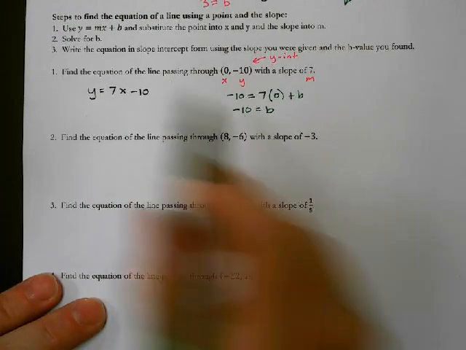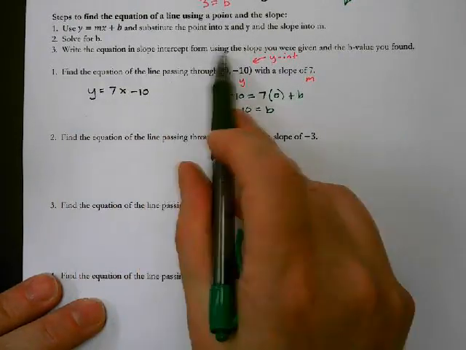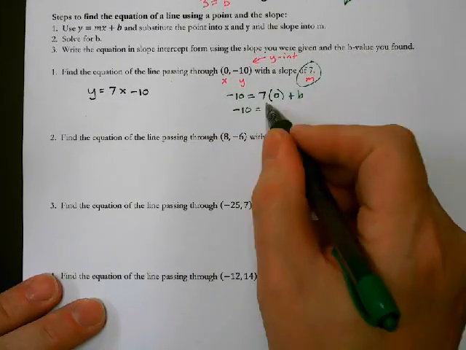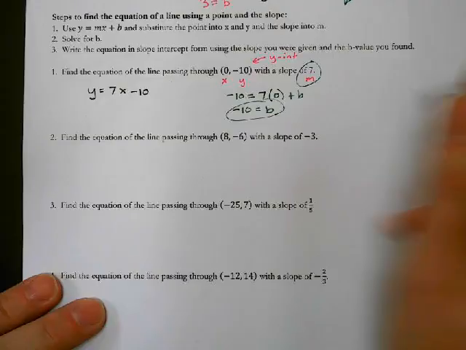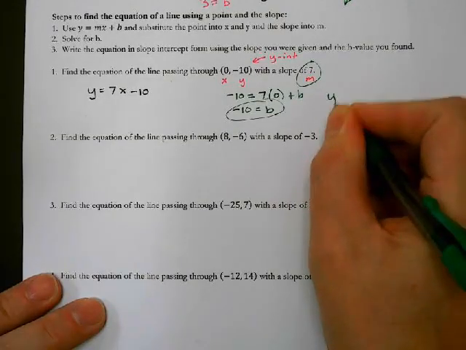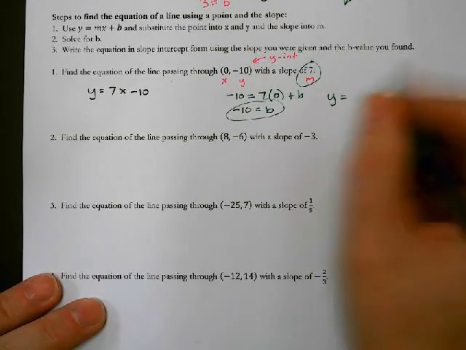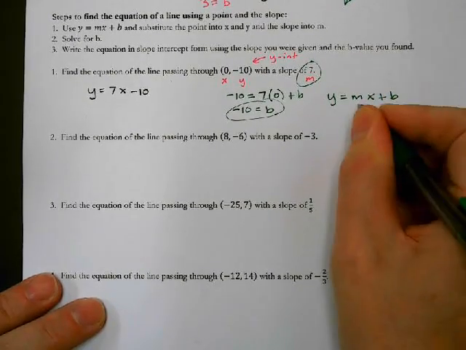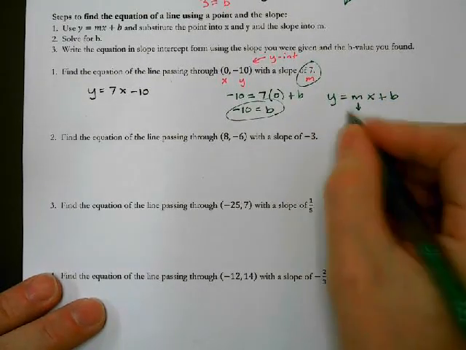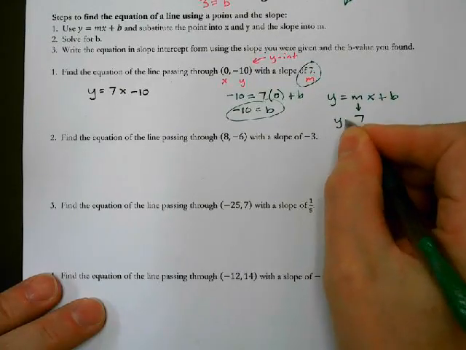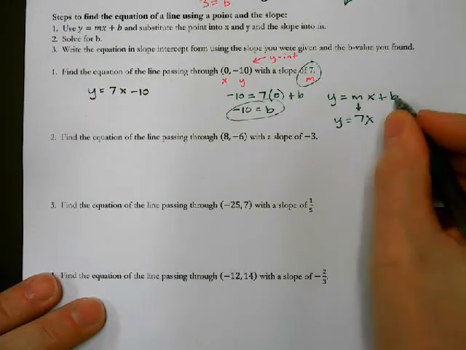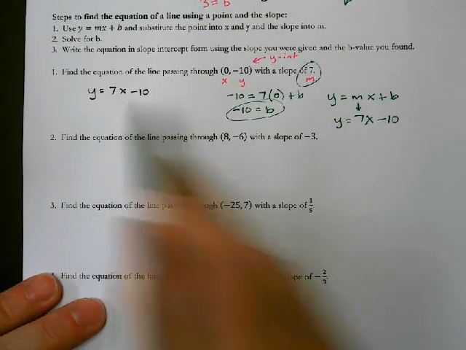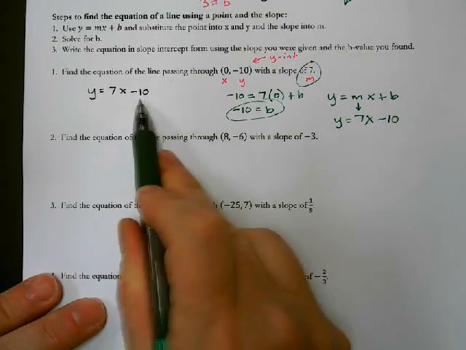Last step, write the equation in slope-intercept form using the slope, which was this, and the y-intercept that we just found, which is this. So our equation would be y equals, remember we're using mx plus b. So instead of m, we plug in 7. Instead of b, we plug in the negative 10 that we found. We have the exact same answer that we found over there when we realized that this is the y-intercept.